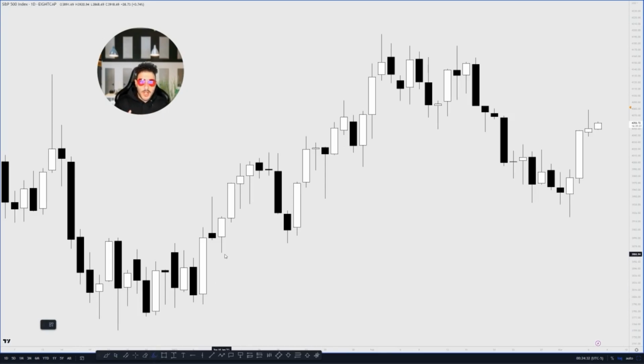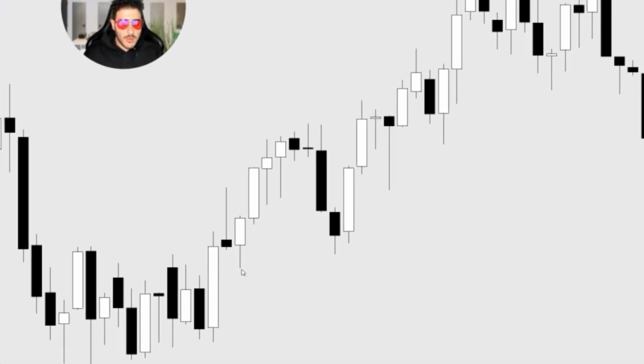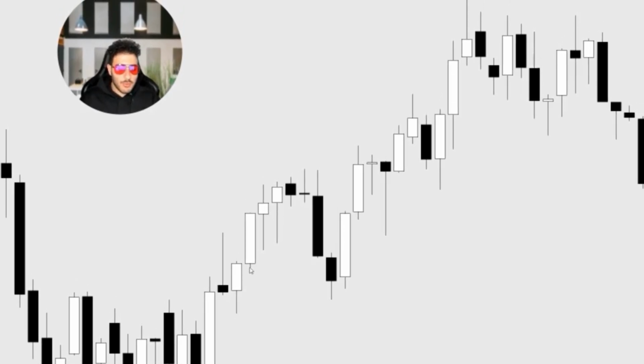So again, I want to identify my swing points. I typically identify swing points as the fractal play. So if you have a candle to the left right here that has a low, the candle to the right of it has a lower low, then the candle to the right of it has a higher high.